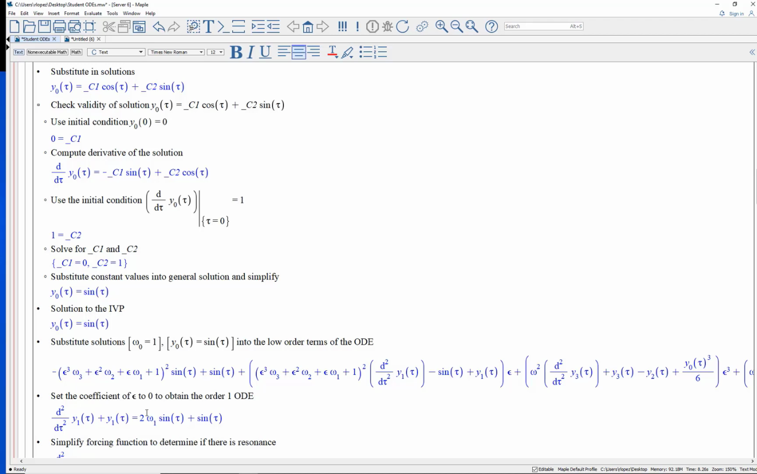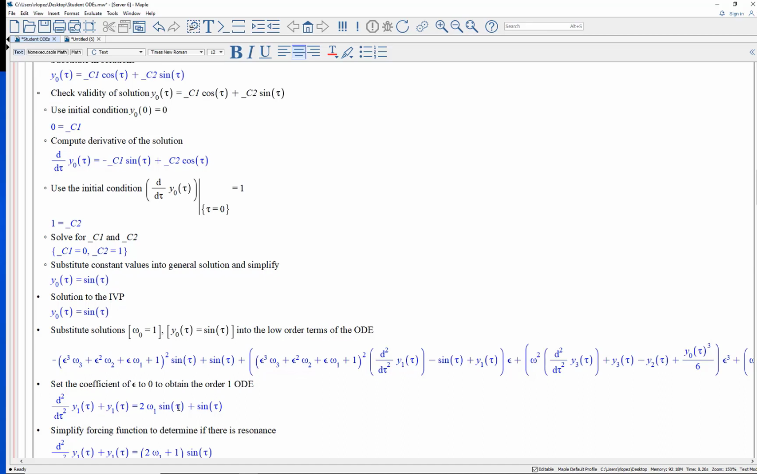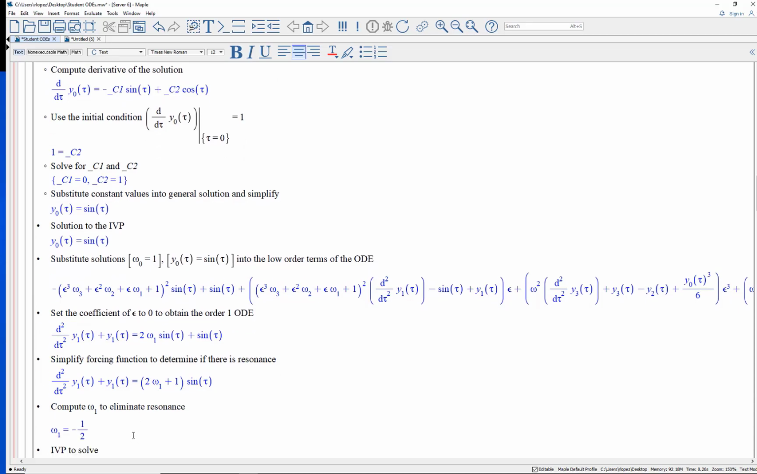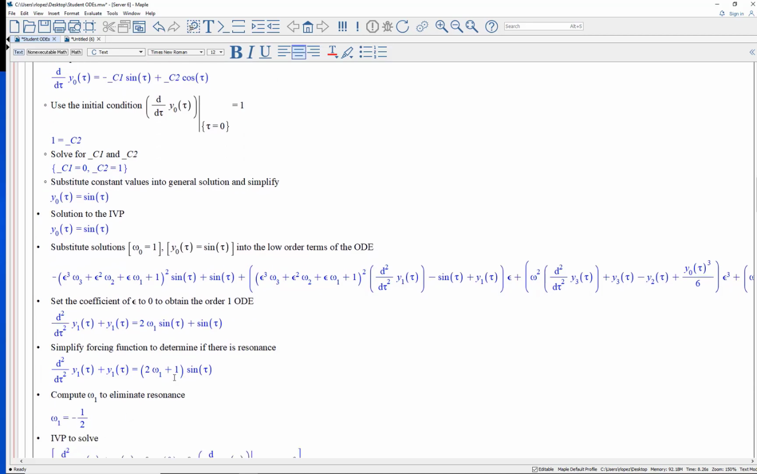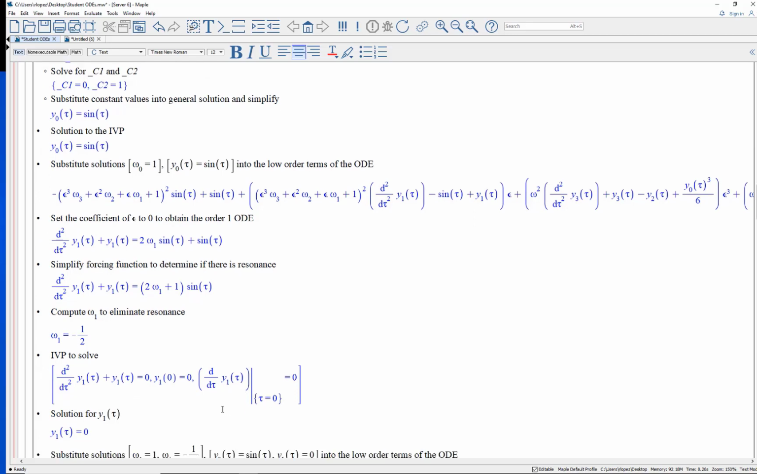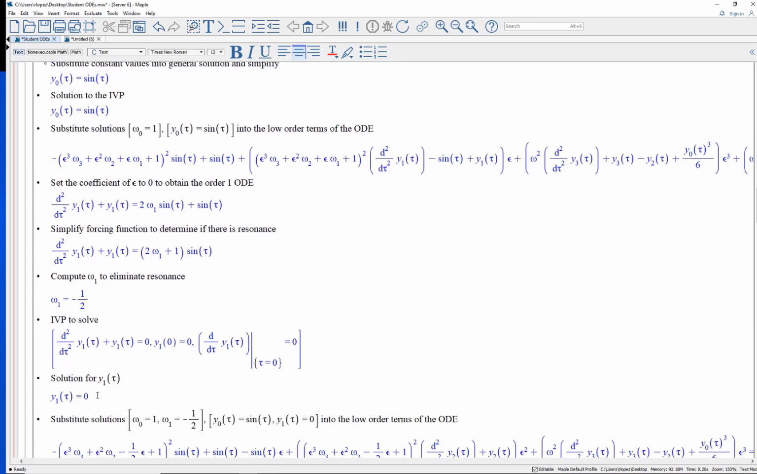It just ruins the validity of the perturbation scheme. So you want to choose this omega so that there is no secular term. So a little bit of algebra here, you factor, and you realize that if you set omega 1 equal to minus a half, the right-hand side will be 0, and you will be solving this differential equation with homogeneous initial conditions, and the solution for y1 will be 0.